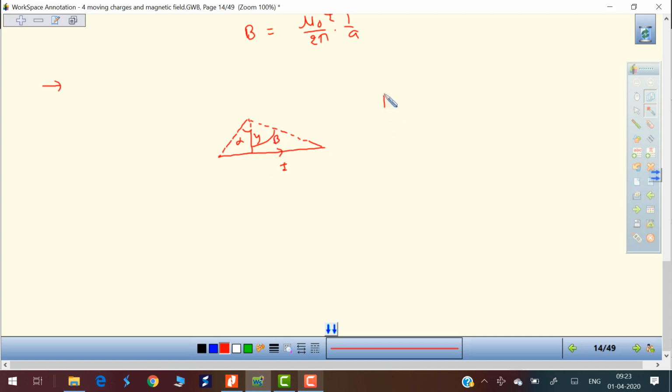So the formula, you remember, B is equal to mu 0 I upon 4 pi y into (sine alpha plus sine beta). This is the magnetic field at point P, at distance y, for a short conductor.